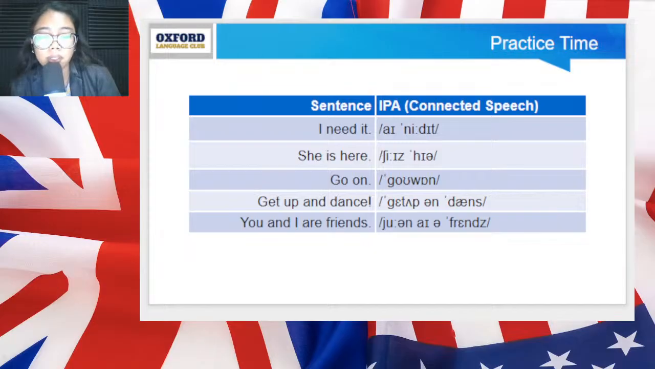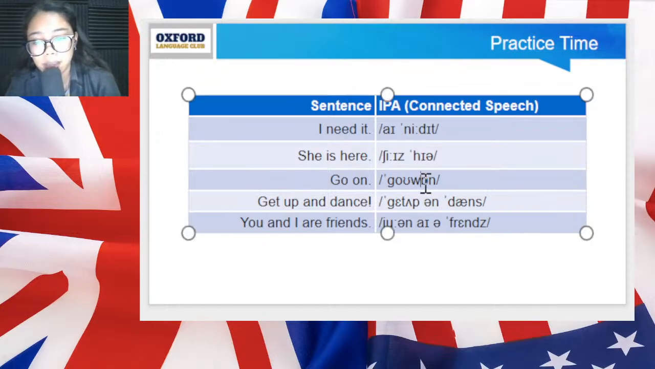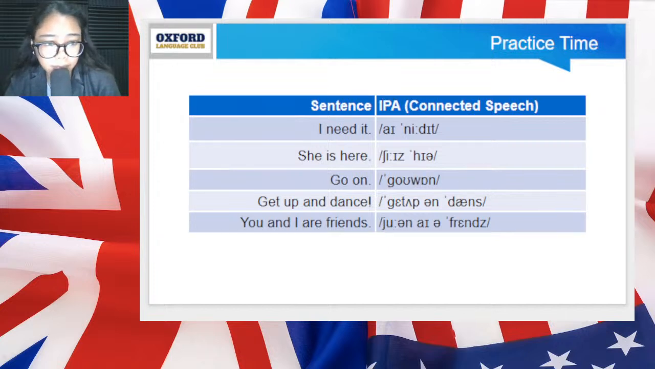Moving on to the third sentence, go on. When said separately, go on, two clear, distinct words. But in connected speech, look at the IPA transcription. What do you see that is not part of the spelling of the phrase go on? It is the letter W. Okay. Now, how do you call that?